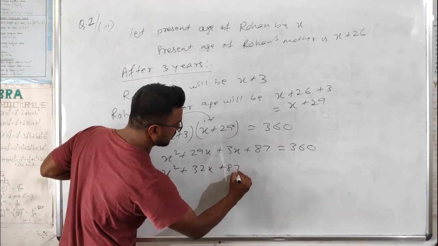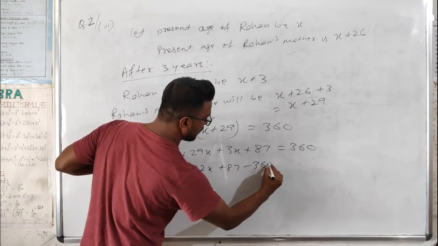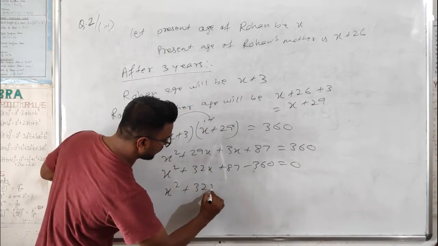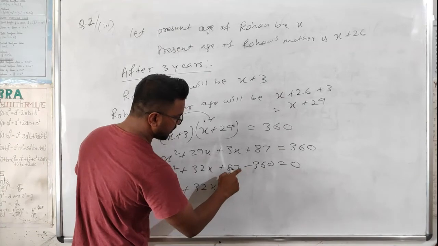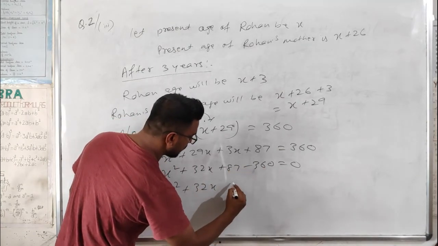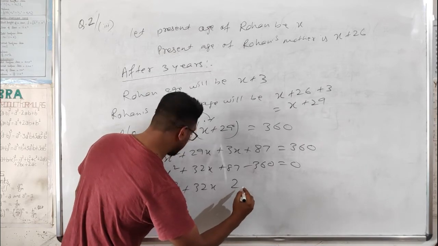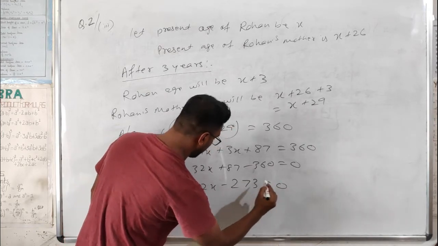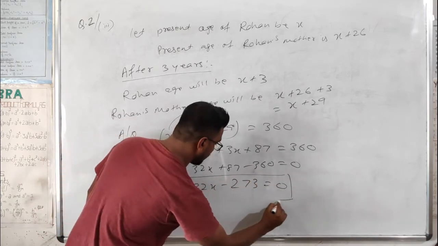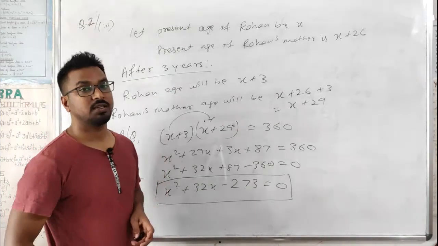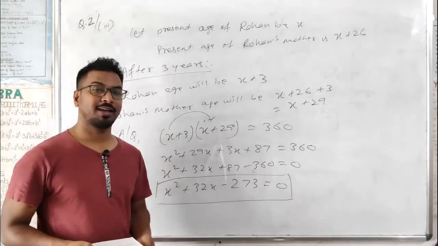32x plus 87. If you bring it to the other side, it will be subtract. Now you will get x square plus 32x. If you subtract 87 from 360, you will get 273, and the sign will be minus, equals to 0. This is the required quadratic equation. So you can represent such a statement as a quadratic expression.